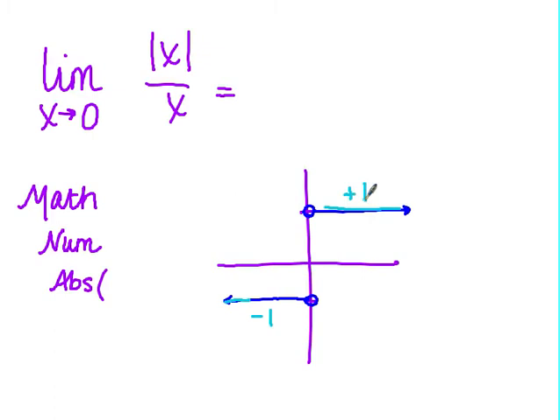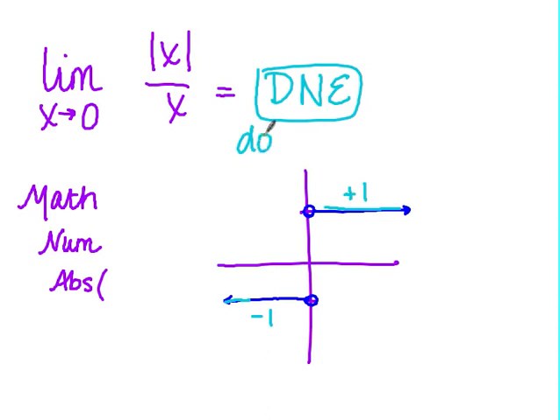What did you remember I said about the two sides? They have to be the same. And if they are not the same, that means there's not a limit in this one. And how we answer there's not a limit is we put D and E, which means does not exist. Okay, so the limit does not exist. D and E.